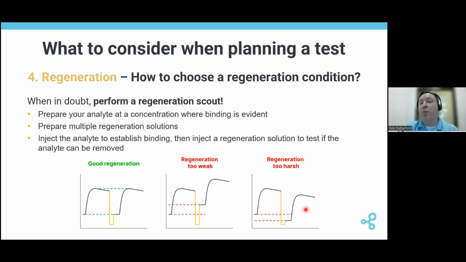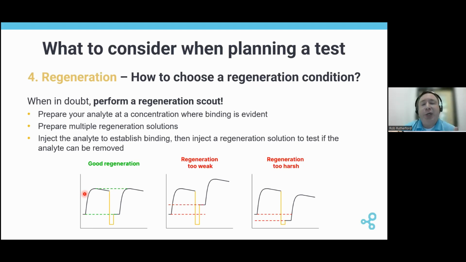It could mean that you perhaps removed a little bit of ligand from the sensor surface itself. It could mean that you accidentally altered the configuration of the ligand, so it's no longer going to be capable of responding to the analyte as you subsequently regenerate. But overall, we're looking for the good regeneration where the baseline is in line with where it was before the analyte concentration injection.